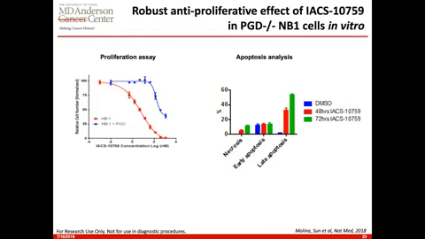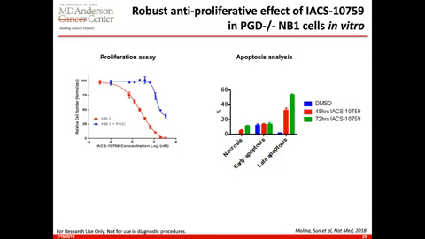And we tested how the OXPHOS inhibitor IX-10759 works in PGD homozygous deleted NB1 cells. In the NB1 cells, we see robust single-agent activity in vitro. Importantly, when we reintroduce PGD to the NB1 cells, we see a rescue of the anti-proliferative effect. We also did an apoptosis analysis showing that in NB1 cells, 10759 treatment causes very robust apoptosis. So, a very robust single-agent effect in vitro.